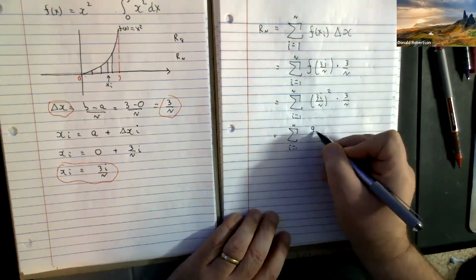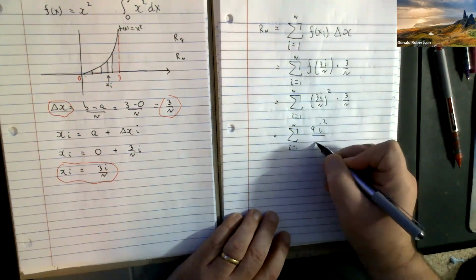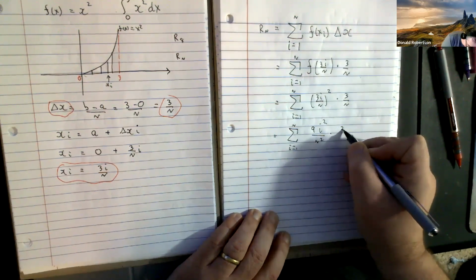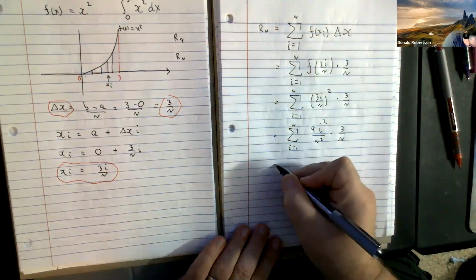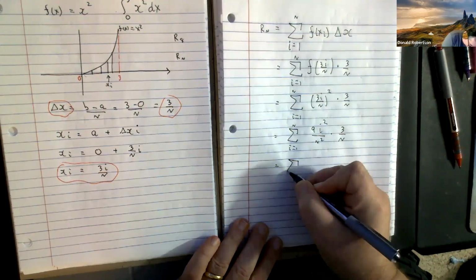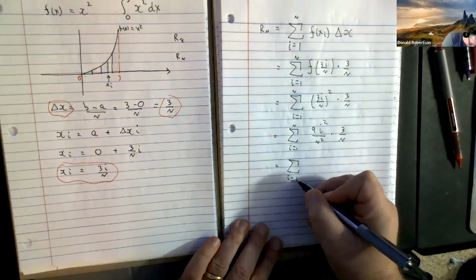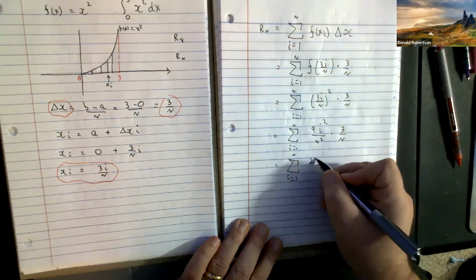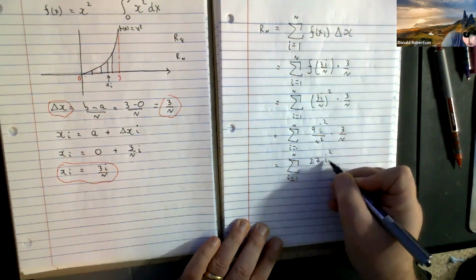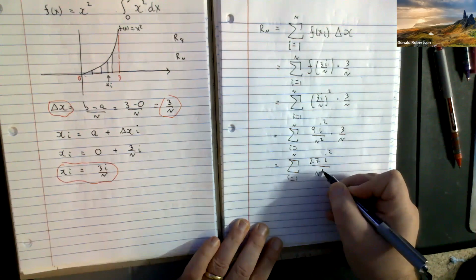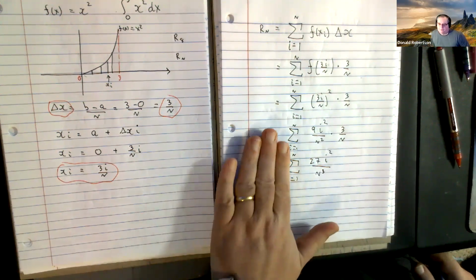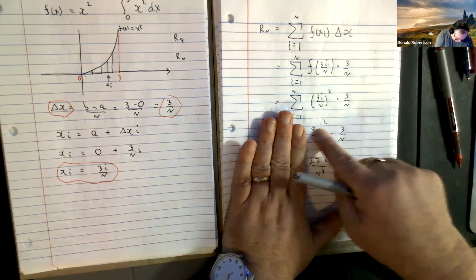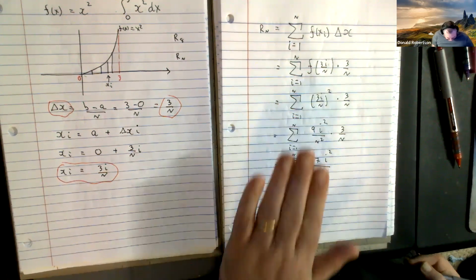This gives me 9i squared over n squared times 3 over n, which with a little bit of tidying up gets me 27i squared over n cubed. So essentially you can multiply things together and combine them.